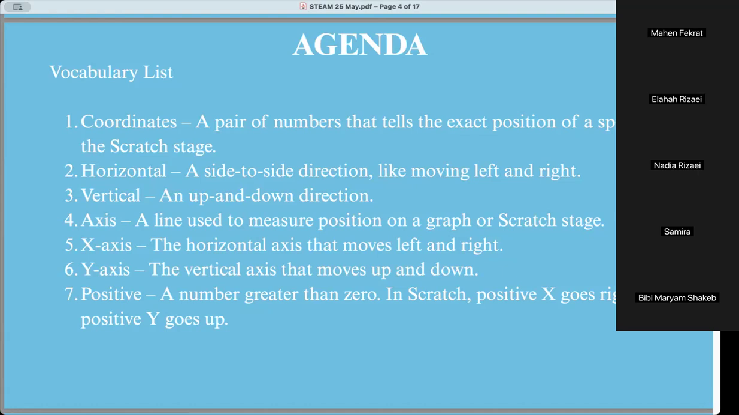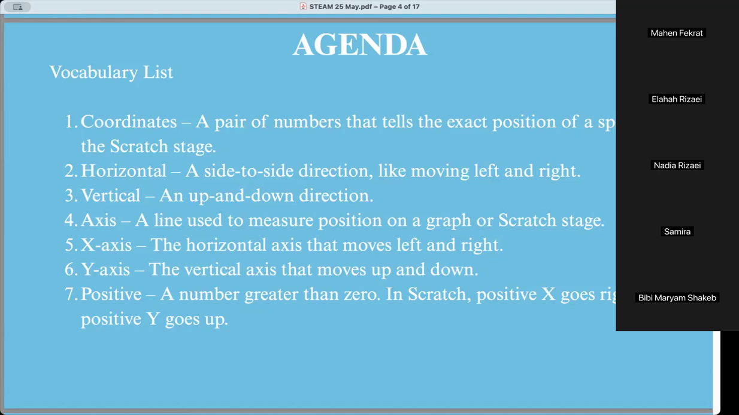So we have to understand how important the position of the sprite is. If you want to move the sprite from point A to point B, you have to let the app know what position you would like the sprite to go. To do so, we have to understand how it works. Now, Samira, do you mind reading the second word, please?